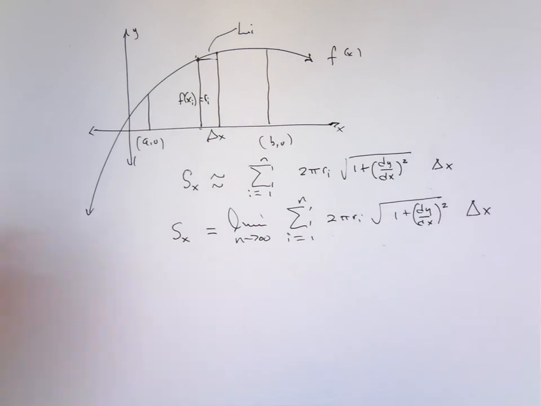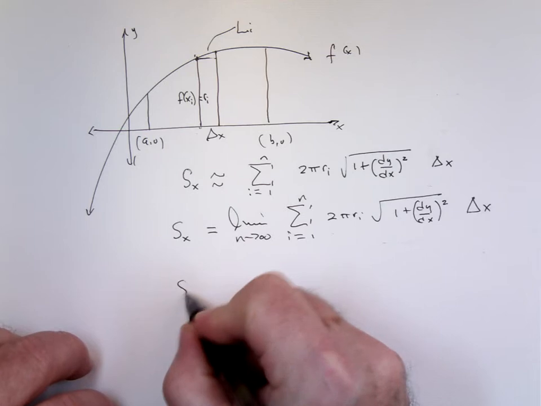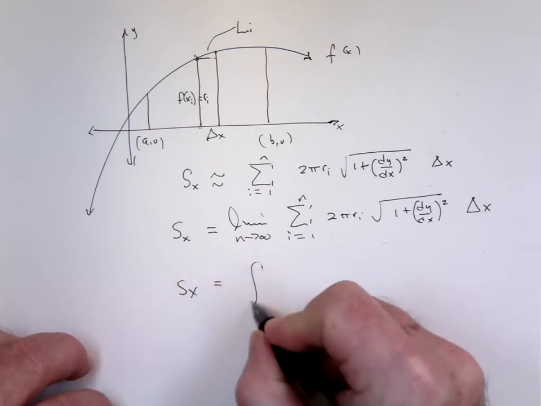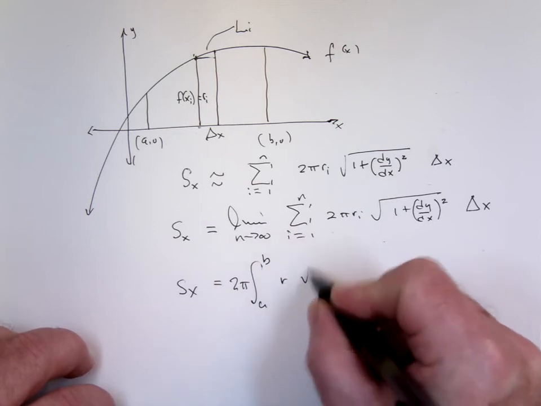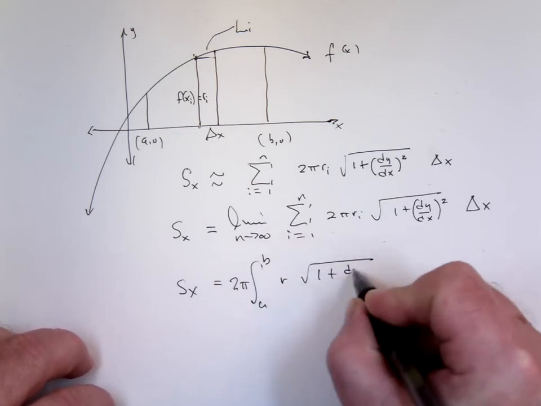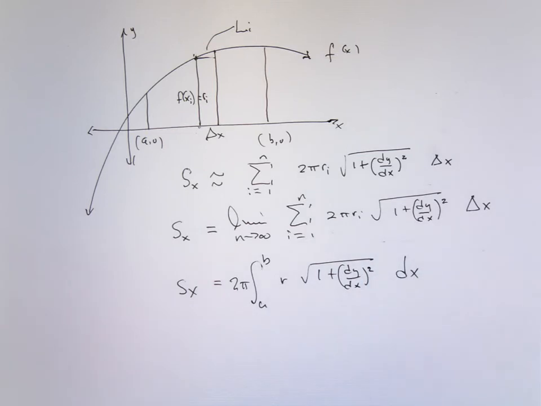So what do I have? A Riemann sum in g of x. That g of x is going to generate some function. How do you find its area? With an integral. So surface area about the x-axis is the integral, 2 pi, from a to b, of r times the square root of 1 plus the derivative squared, dx. That's the surface area of that solid of revolution when we take that function around the x-axis.